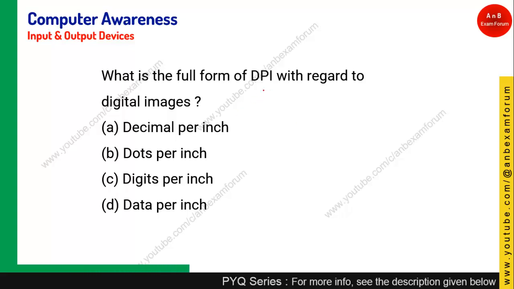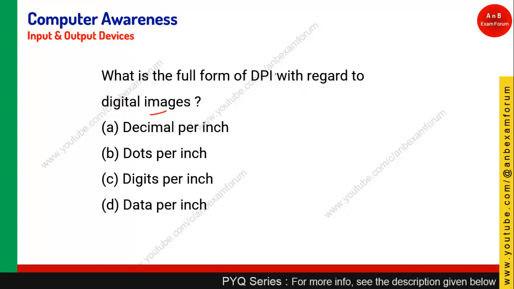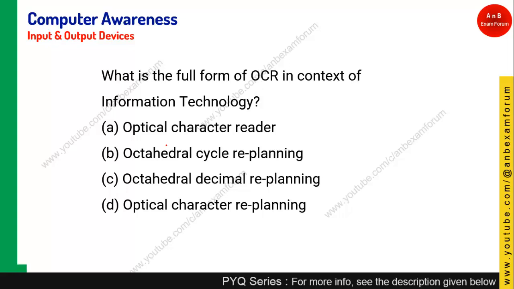Coming to the next question, what is the full form of DPI with regard to digital image? Okay, and your computer knows. Whenever you have seen P in between, it means per, and I means inch. What does D stand for? D stands for dots per inch. Dots you can say is similar to the pixel, but for the computer terminology, they are known as DPI, dots per inch. Okay, so option B is the right answer.